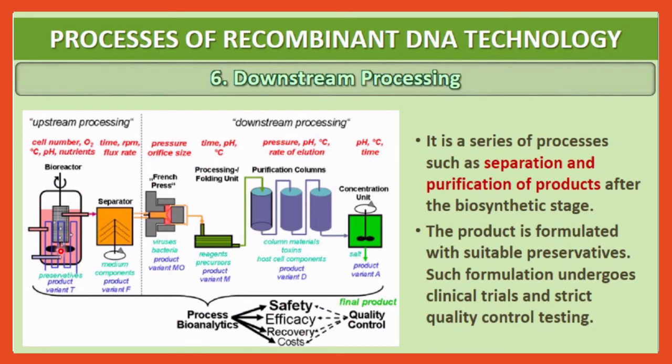For that you have to separate it from the bioreactor, then apply some pressure, then temperature, and by this way a series of reactions will occur, and finally you will get the final product. Then you have to pass it through quality control checks, and then the product is formulated with a suitable preservative for long-lasting. Such a formulation undergoes clinical trials; if it is a medicine, it must pass clinical trials, and strict quality control and testing is required.